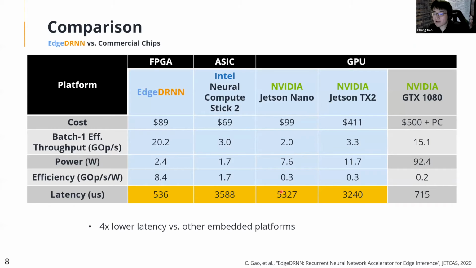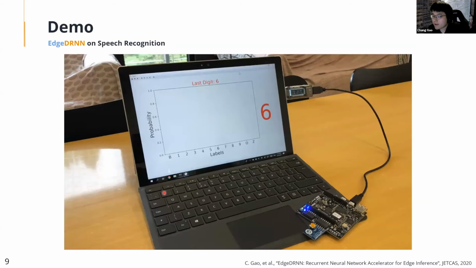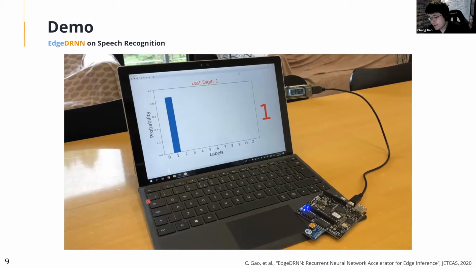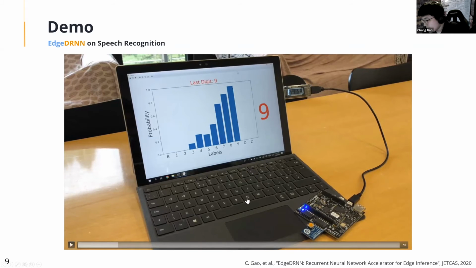And here is the comparison table. As you can see, we can achieve about 4 times lower latency versus other platforms and embedded platforms. And if you compare EdgeDR with the powerful GTX 1080, we have much lower cost, much lower power, and comparable latency. And here's a demo of the accelerator on speech recognition. Of course, for this type of application, latency is important, but not that critical.